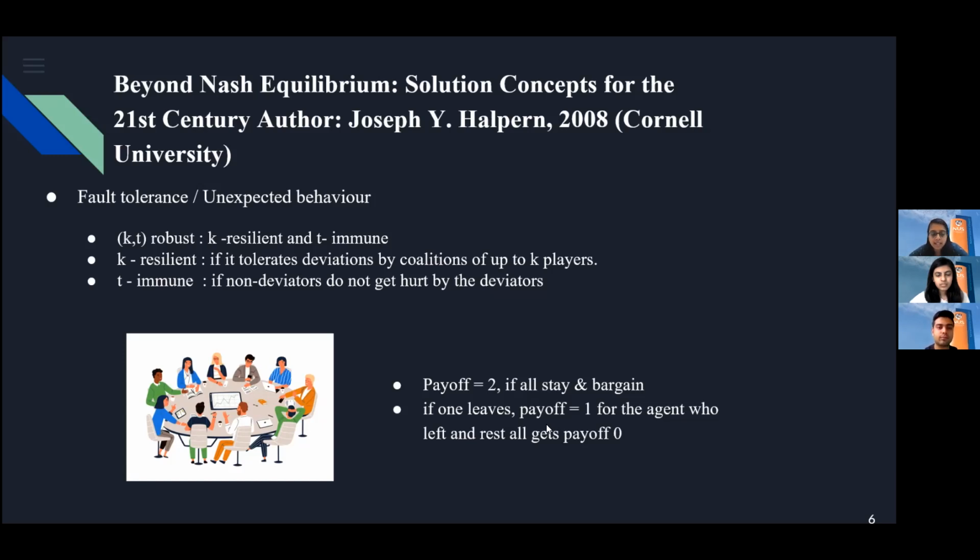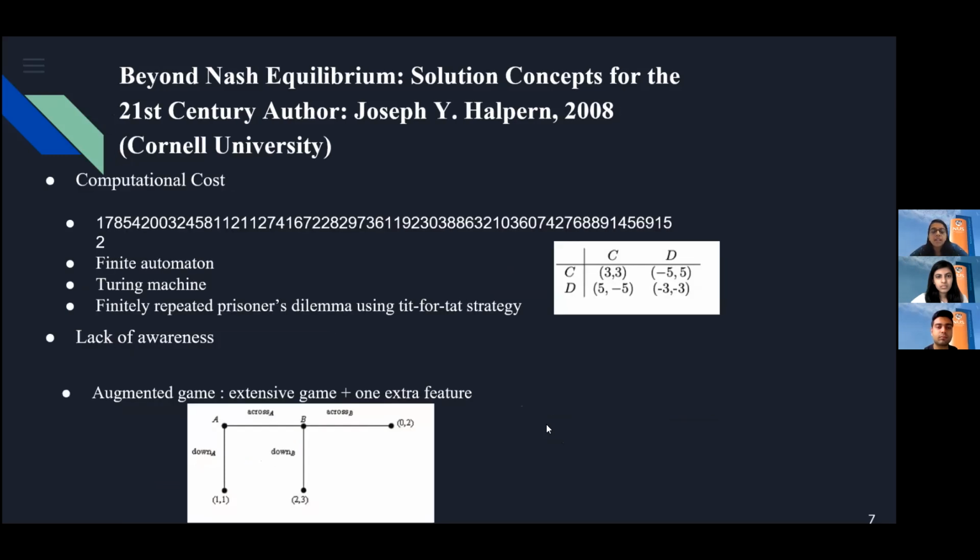Now let us consider an example where there are n bargaining agents sitting around a table, and if all of them stay in the bargain, all will get a payoff of 2, and if one leaves, the person who is leaving will get a payoff of 1, and the others will get a payoff of 0. In this case, we can say that it is K resilient because it is tolerating the deviation, but we can't say that it is T immune because the non-deviators are actually getting affected by the deviators. In such a scenario, we can make use of a mediator, a third party, who would help to make it T immune. The next issue is that Nash equilibrium does not take computational cost into account.